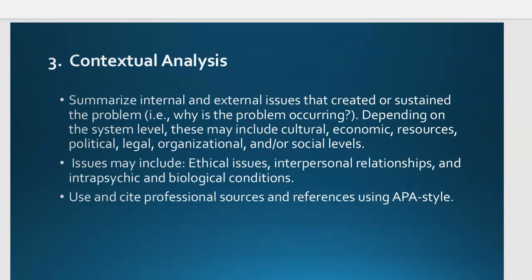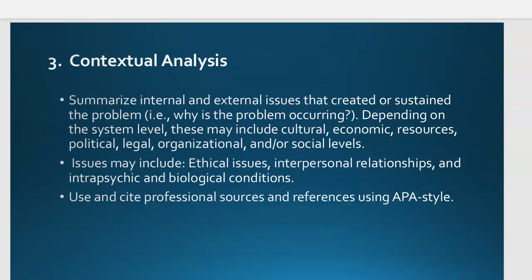The third section is the contextual analysis. This is where you're going to summarize the internal and external issues that have created or sustained the problem. For example, why is the problem occurring? Depending on the system level, whether you're choosing micro, meso, or macro, these internal and external issues may include cultural, economic, resources, political, legal, organizational, and/or social levels. Issues may also include ethical issues, interpersonal relationships, and intrapsychic and biological conditions.